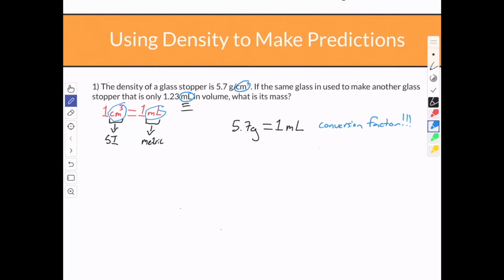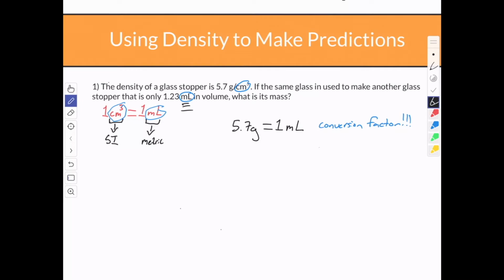We're predicting what the mass will be given the volume, because we know that the density of the substance will never change. The density of a substance is its physical property, and it will always be the same as long as the substance isn't changing, like its state of matter. If the glass is the same temperature, it's always going to have the same density. So we use this to convert from milliliters to grams. We're starting with milliliters and we want to get to grams. That's the mass.